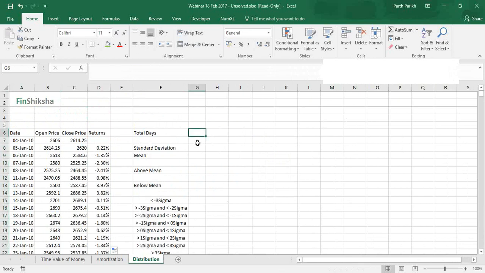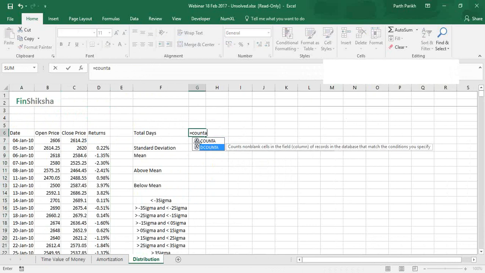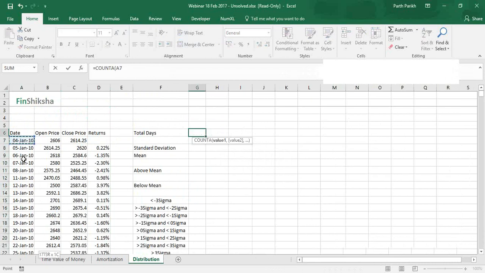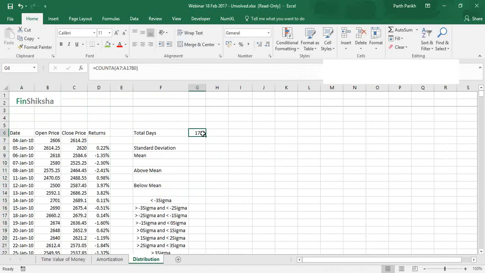I will find the total number of days. The total number of trading days would be COUNTA, which counts non-blank cells. I will take the dates. COUNTA, total number of days. Control Shift Enter, Control Shift down arrow. It says there are 1774 total trading days. It doesn't include Saturdays and Sundays. Over here you can see there is no Saturday and Sunday as such. So this 1774 is basically the total number of traded days.